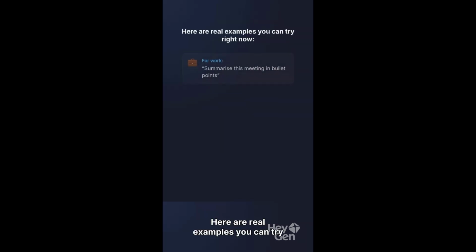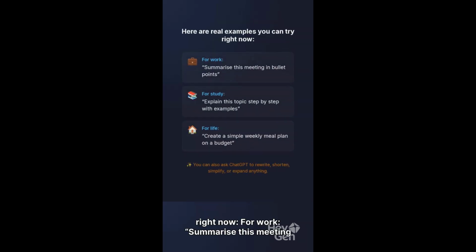Here are real examples you can try right now. For work: summarize this meeting in bullet points. For study: explain this topic step by step with examples. For life: create a simple weekly meal plan on a budget. You can also ask ChatGPT to rewrite, shorten, simplify, or expand anything.